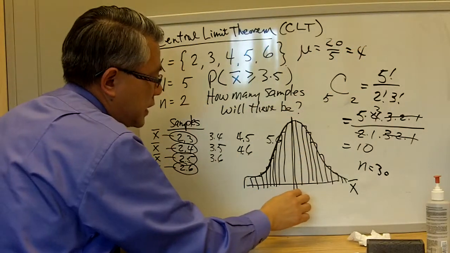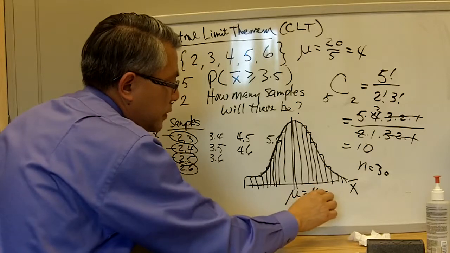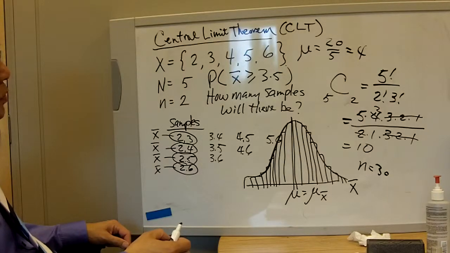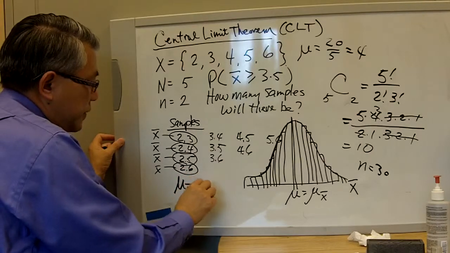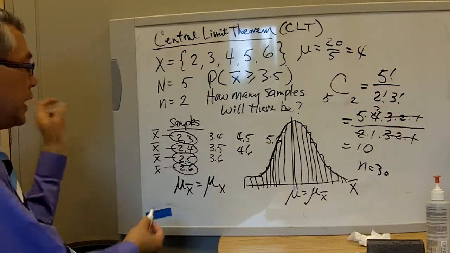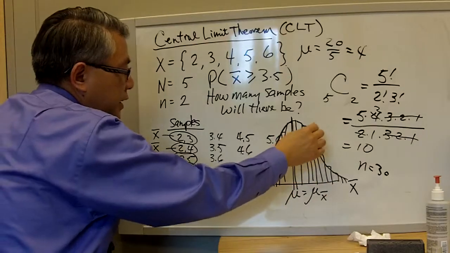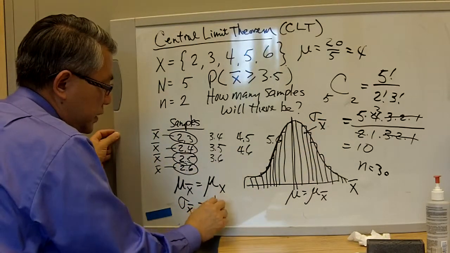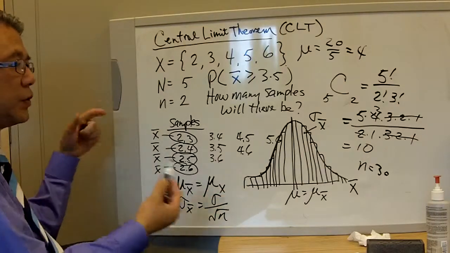So 4 is the mean of the population, which is also the same as the mean of the sampling distribution of the sample mean. So this parameter has to be established: mu of x bar is the same as mu of the population when the central limit theorem is applicable. And also the standard deviation of the distribution, sigma of x bar, is equal to sigma divided by the square root of n. Keep these two parameters in mind as we do further calculations.